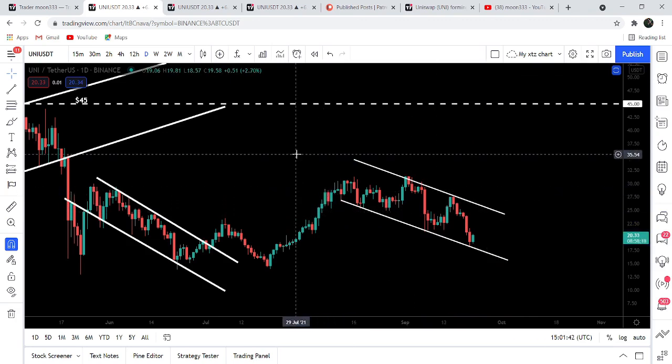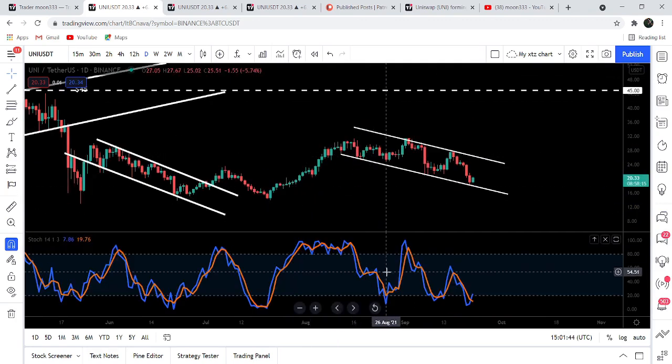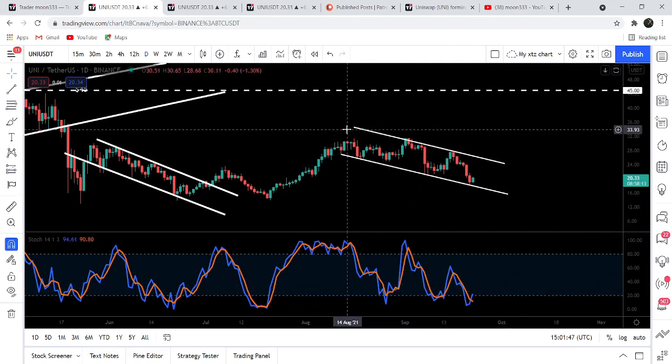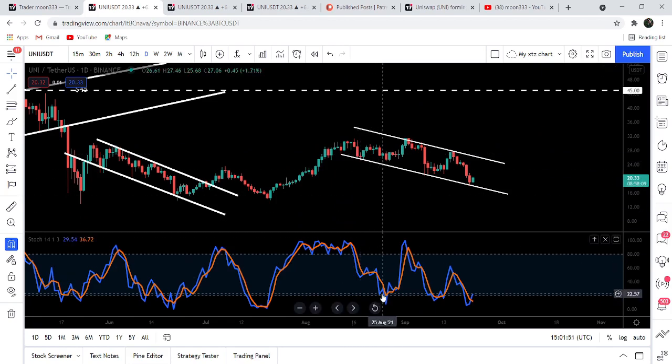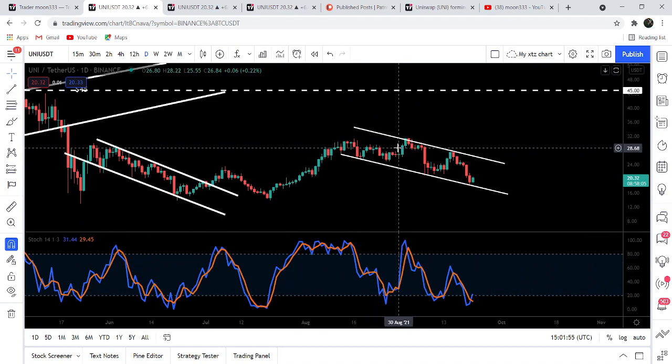And if we take a look at the stochastic oscillator, then it is also supporting this move, because you can see whenever the price line is moving at the support and the stochastic is visiting the oversold, then the stochastic is moving up and the price line is also following the signals of the stochastic.